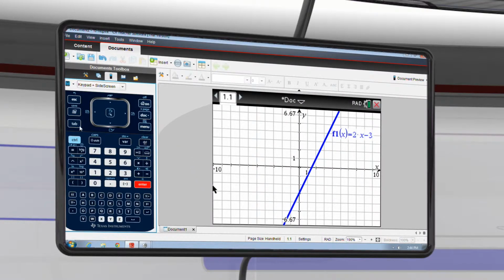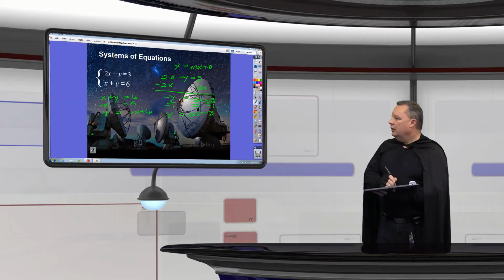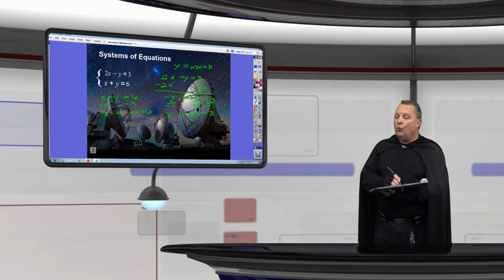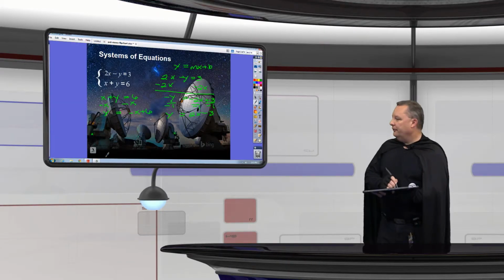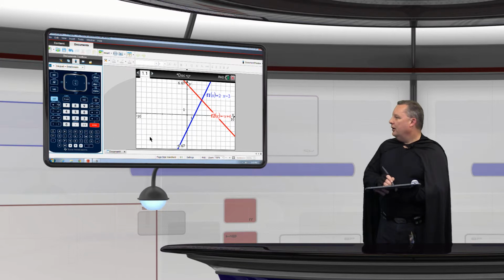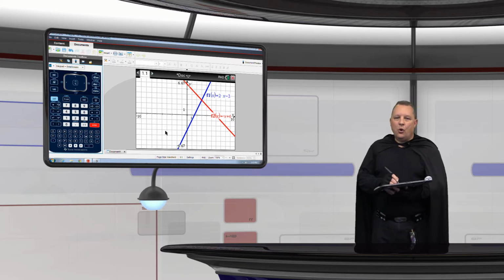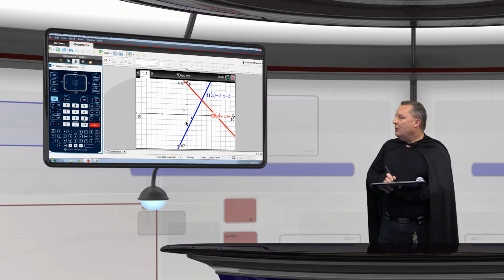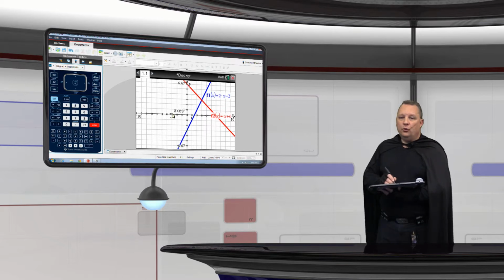Then I want to do the second equation. So I have to get my function bar back up on my calculator. I do that by hitting Control G. My second equation was y equals negative x plus 6. If I enter that in, so I have a negative x plus 6 and press enter. Notice that the two equations do intersect. And that point of intersection is where my solution is.